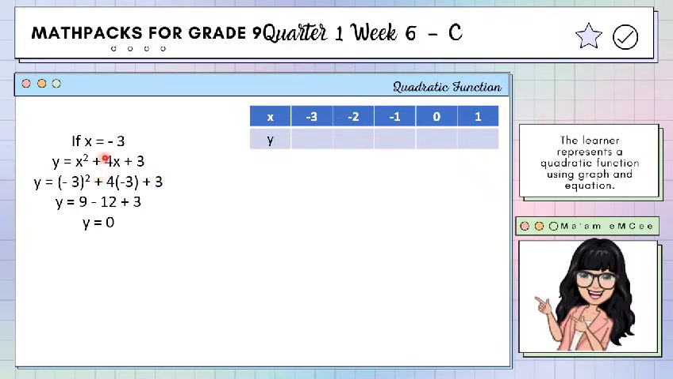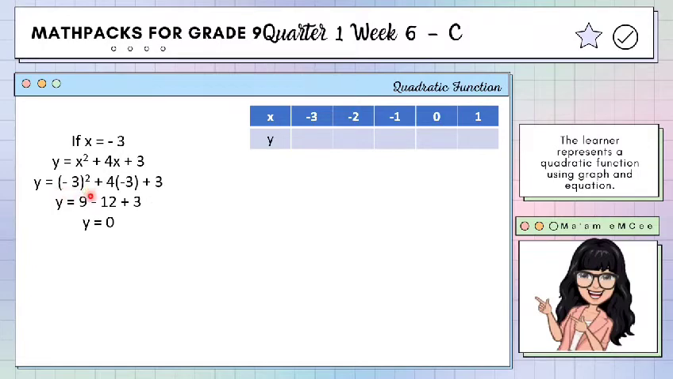So again, we need to substitute the value of x, which is -3, into our quadratic function. So we replace every x here by -3. So we have y is equal to (-3) quantity squared. Remember, we have enclosed our value of x in a parenthesis. That means the entire -3, the sign and the number, is being squared. So if you square this, you will have -3 times -3 plus 4 times -3 plus 3. Then we simplify.